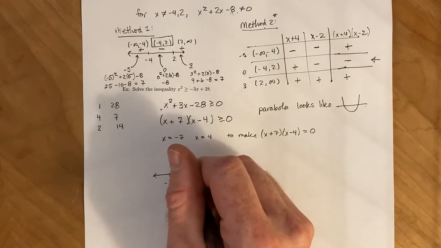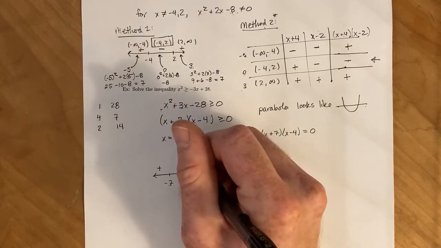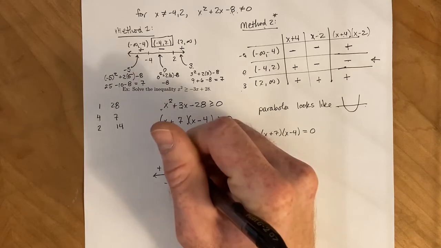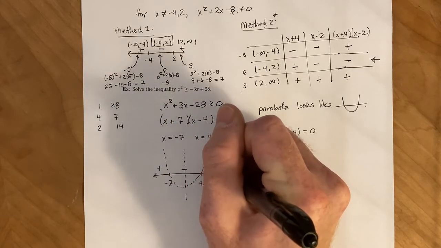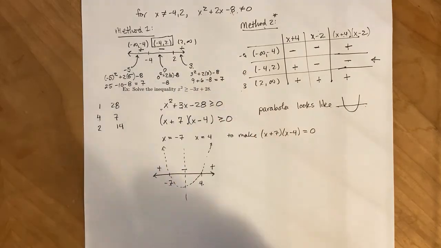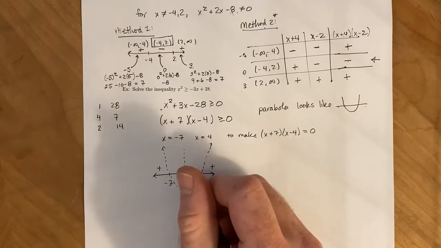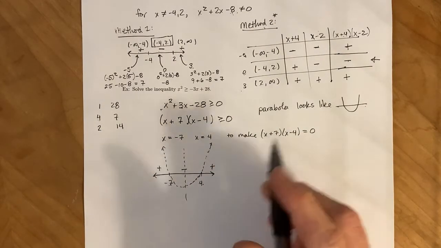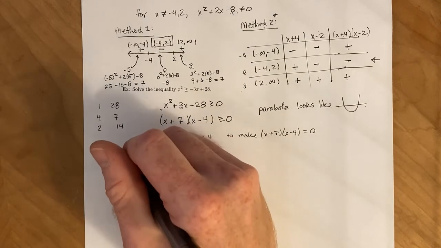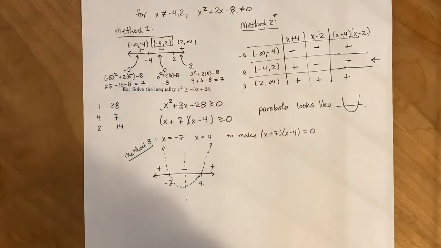We know that it's negative here, positive here, and positive here, because if you were to sketch a graph on top of this of the parabola, it would have to look like this. And notice that the positive is because this is above the x-axis, the negative is because this is below the x-axis. So this is what I would consider method 3, a graphical method.